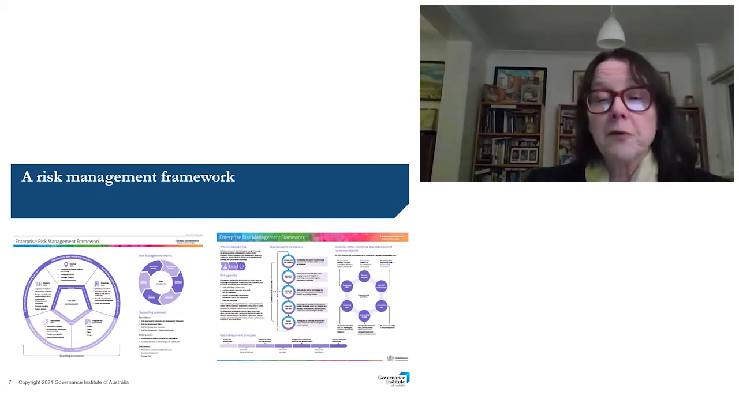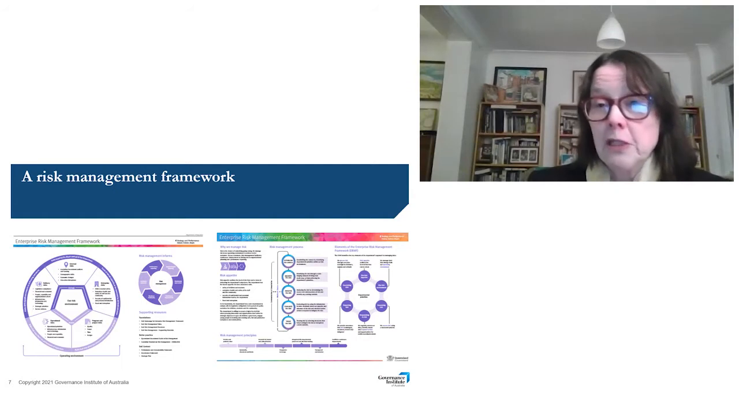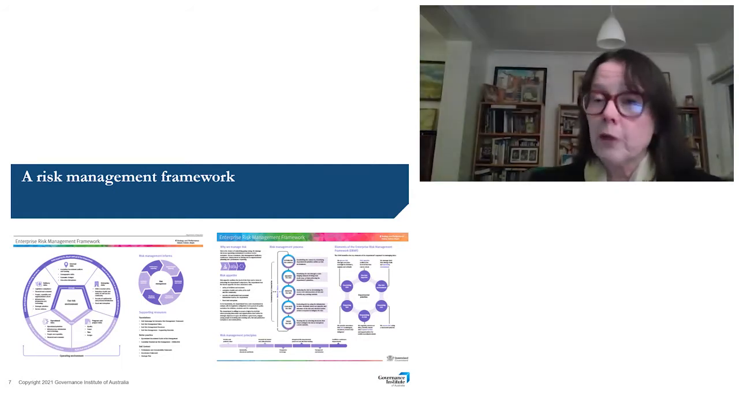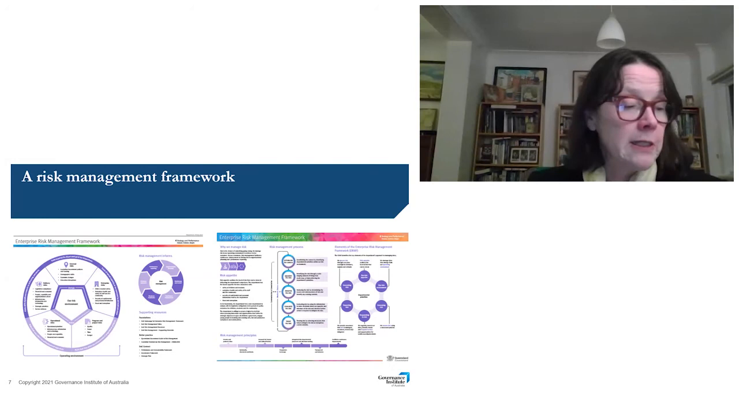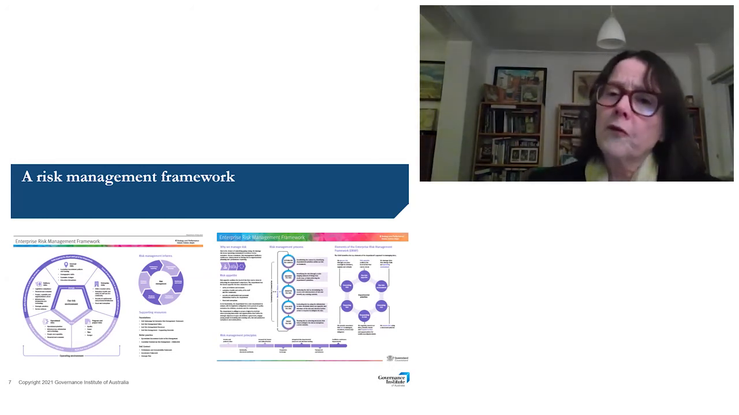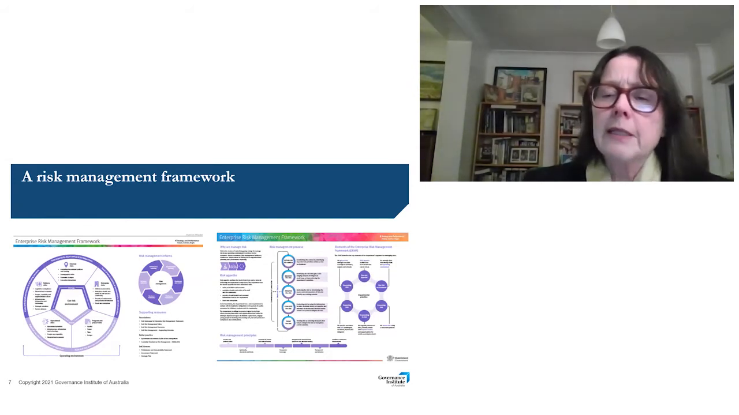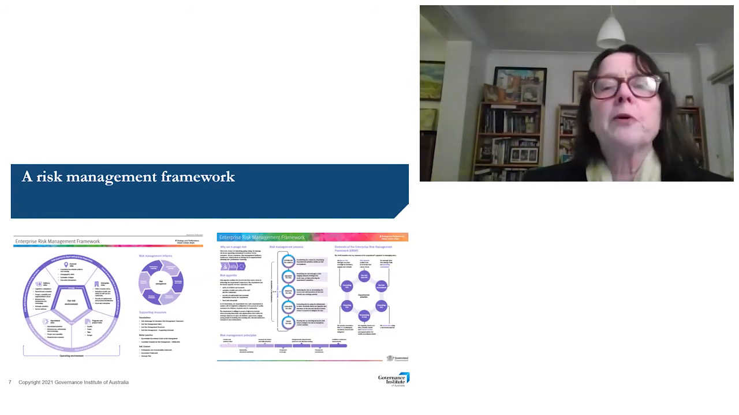You can use it to factor risk into management decision making. So you can actually look at risk when you're making decisions in relation to the practice. And it can also improve the operation and targeting, the coverage of your insurance program. So there's a lot that a risk management framework can do for you.